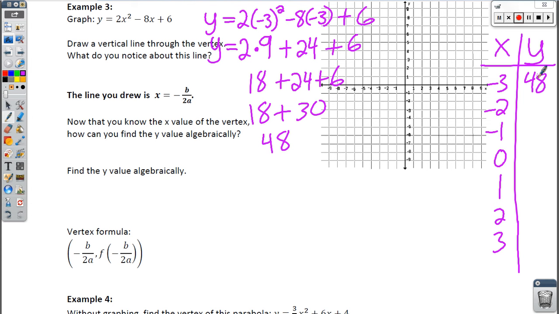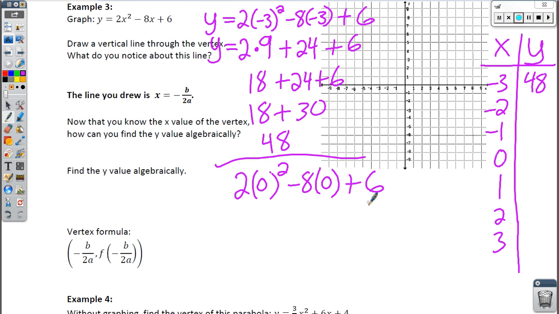Maybe let's plug in 0. See what happens when we plug in 0. Okay, so 2 times 0 squared minus 8 times 0 plus 6. Well, 2 times 0 squared, that's just 0. That'll go away, and look, we get that number there. Okay, so that's a nice point on the graph. All right, so maybe 1 and -1 we could plug in.